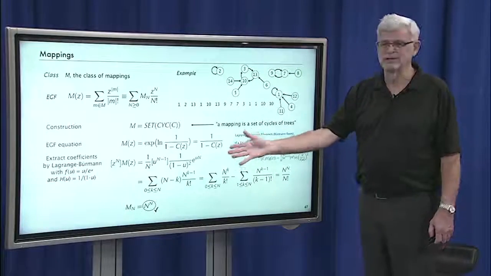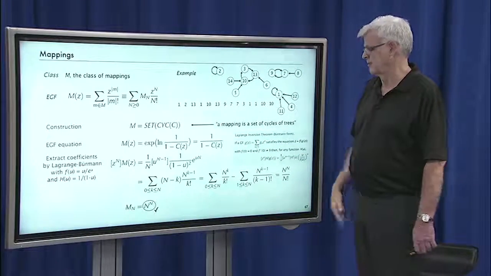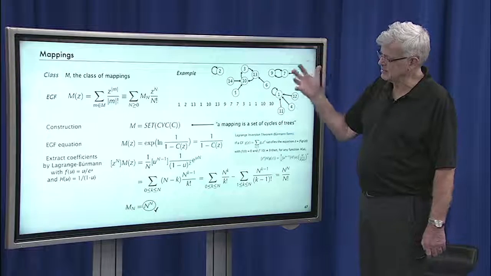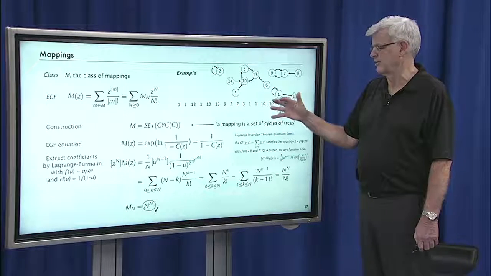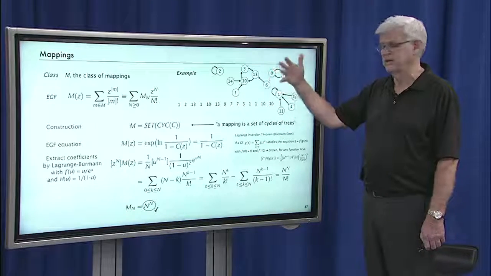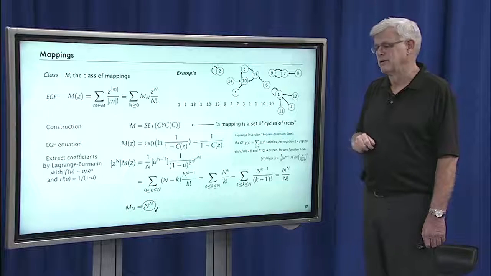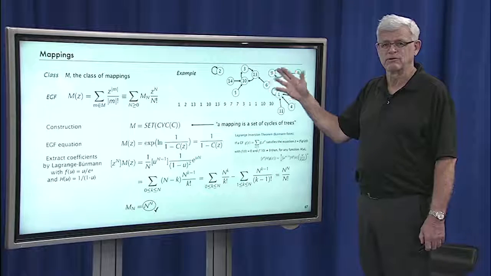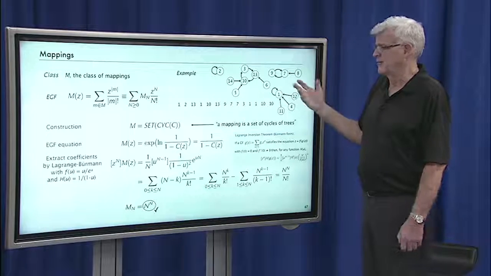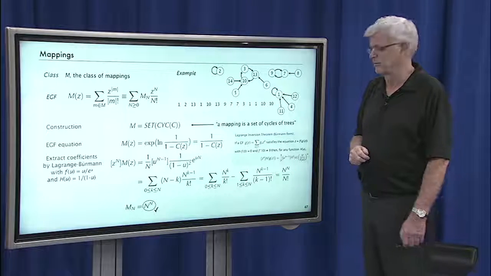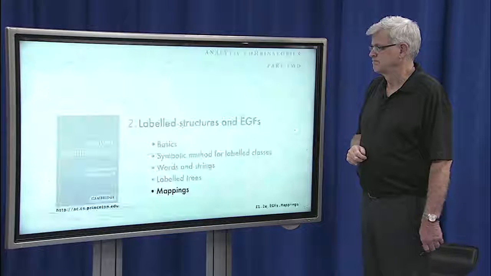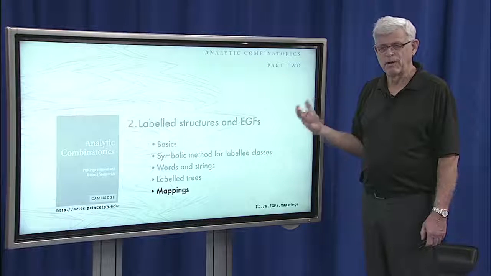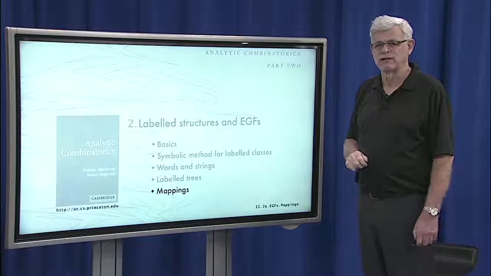Quite surprising that we get down to that simple result, but we have a clear explanation of all this structure through the analytic combinatorics. And that's extremely important when we come to analyzing parameters of these structures. That'll be the subject of the next lecture. So that's an introduction to mappings using analytic combinatorics.